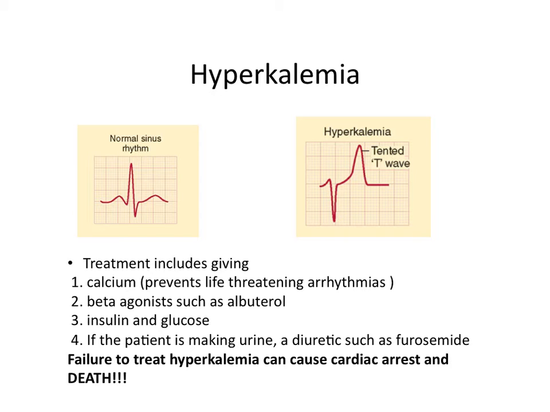If the patient is still able to make urine and does not have renal failure, administration of a diuretic such as furosemide aids in the elimination of the potassium from the blood. Failure to treat hyperkalemia once discovered can cause cardiac arrest and ultimately lead to death.